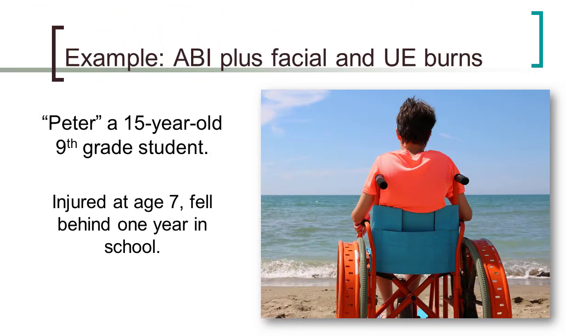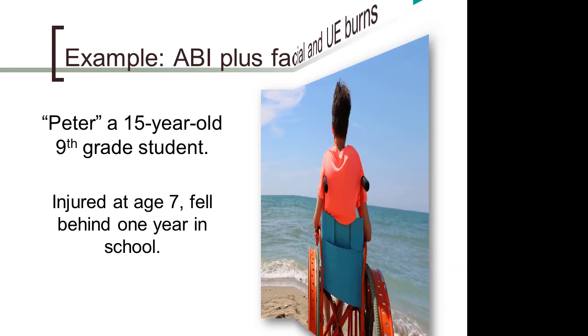So let's take a look at Peter as a 15-year-old ninth grade student. He was injured at age 7, experiencing a significant brain injury and third-degree burns over large portions of his body. Due to his protracted rehabilitation, Peter fell behind at school. So at age 15, he's in the ninth grade.